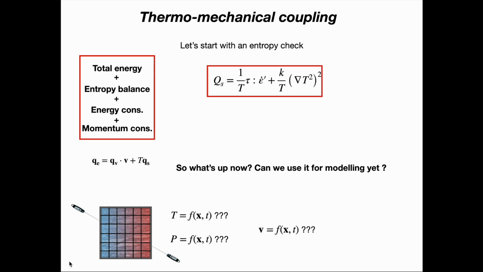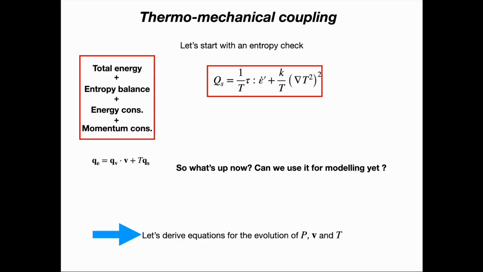So what can we do with this expression so far? Not so much, because we don't yet have an expression to evaluate how T, P, and V, beware here it's a vector, evolve over space and time.